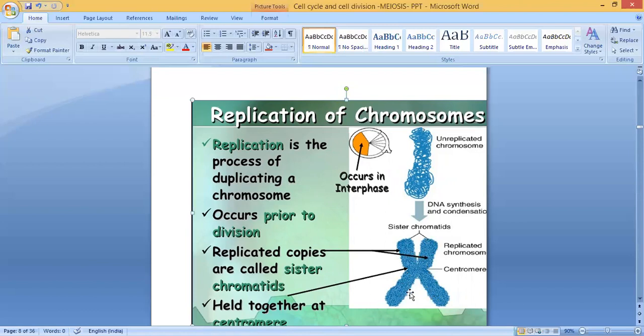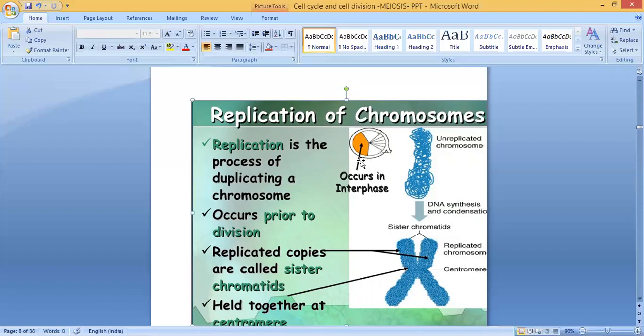Each one is called what? It is called a sister chromatid. These sister chromatids are held together at the centromere. This point is known as the centromere. You can see here the centromere, the replicated chromosome. You can see here one pair. Each is called a sister chromatid. See, these are the sister chromatids.